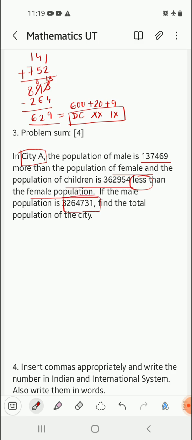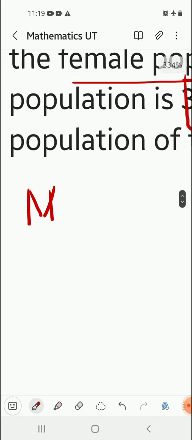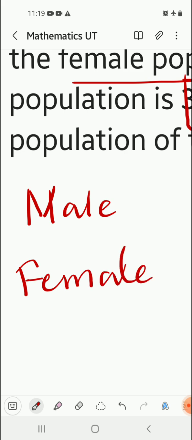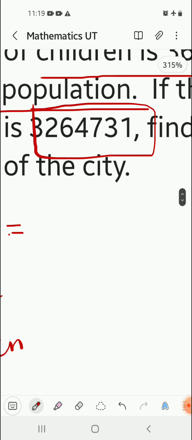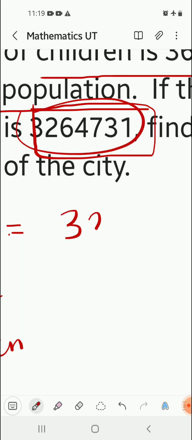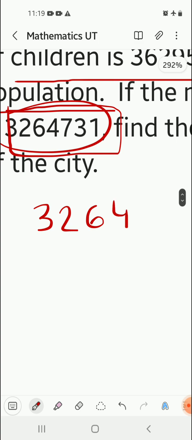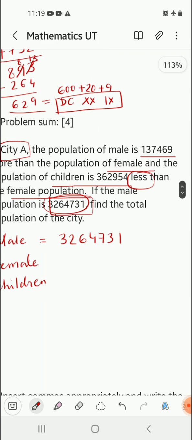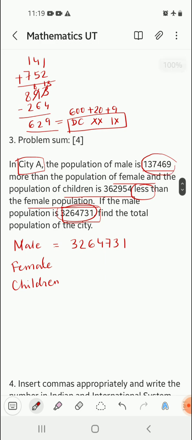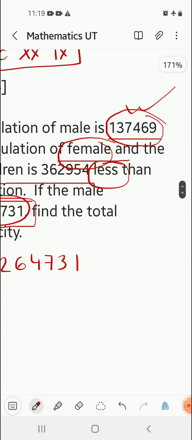So first, total population consists of three things. One is the male, next is the female, and then the children. So the number of male population is already given. This is this number, 3264731, and it is said that the male population is this many numbers more than the female population. So we are going to add this number to the number of males.